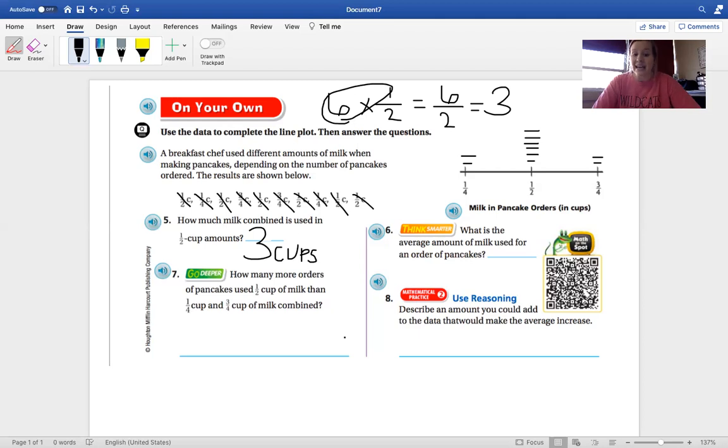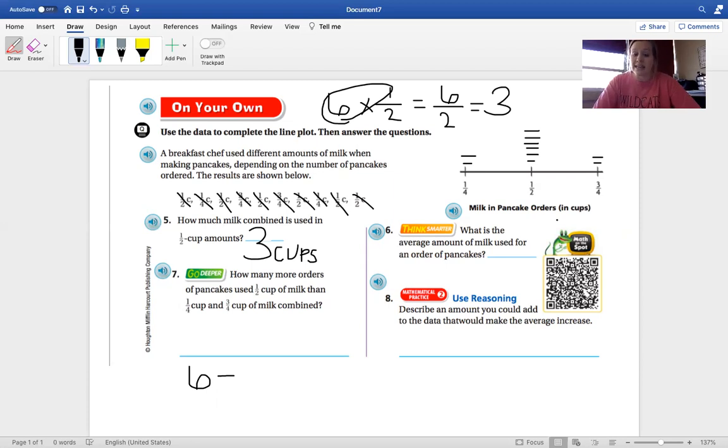So I'm starting with my 1/2 cup, right? We know that we had 6 orders from our 1/2 cup. So I'm going to go ahead and put my 6. And I need to know how many more, so I'm going to subtract, I used in 1/2 cup than in both 1/4 and 3/4. So the first thing I have to do is figure out how many 1/4, how many 3/4, and put those together. So that is going to be 1, 2 1/4, 1, 2 3/4, and 2 plus 2 is 4.